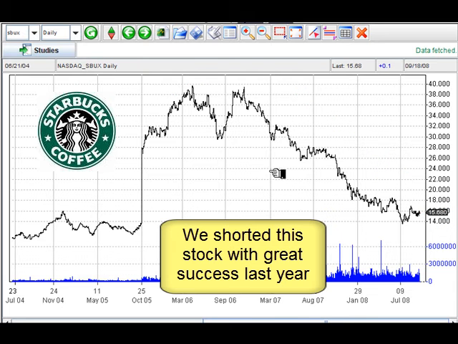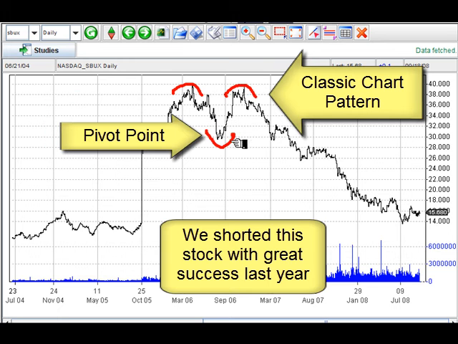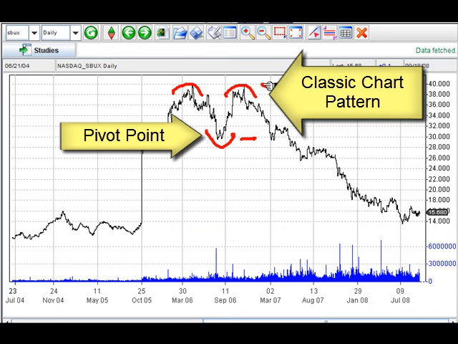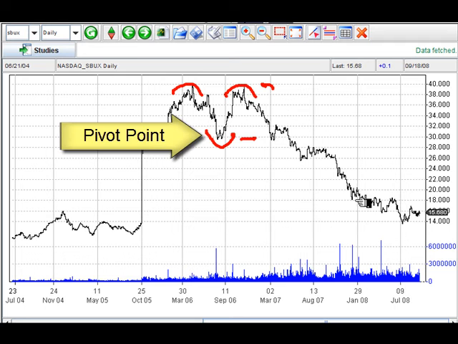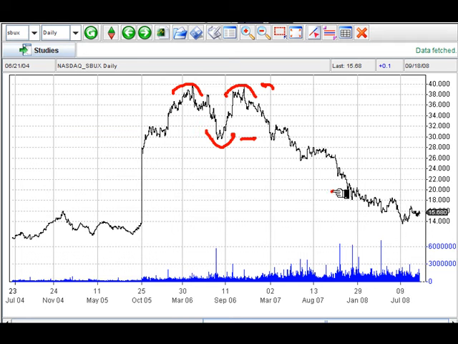So let's take this off the screen. This is a classic pattern we've shown you many times before. A double top, pivot point. You measure from here to here. It gives you a target zone. This is, let's say, from 30 up to 40. Gives you a target zone down to 20. And that was the target zone that we had. Obviously, the market went a little further, and that's fine. Nothing wrong with that. Let somebody else take the money on that.